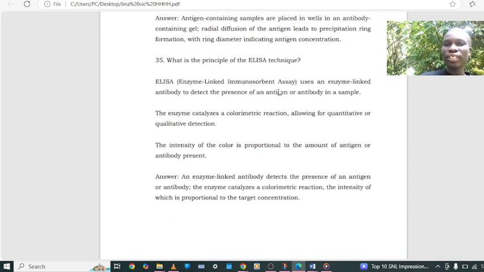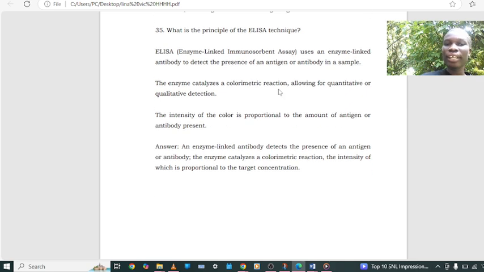So my last question is on the principle of the ELISA technique. When I talk of the ELISA technique, ELISA stands for enzyme-linked immunosorbent assay. It uses an enzyme-linked antibody to detect the presence of an antigen or antibody in a sample. The enzyme catalyzes a colorimetric reaction, allowing for qualitative and quantitative detection. The intensity of the color is proportional to the amount of antigen or antibody present.